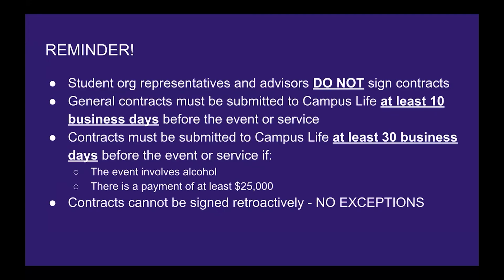Again, I'd like to emphasize that student org representatives and advisors do not, under any circumstances, sign contracts. General contracts must be submitted to Campus Life at least 10 business days before the event or service, and at least 30 business days before the event or service if it involves alcohol or the contract is over 25K. Contracts cannot and will not be signed retroactively, no matter your excuse. So please ensure you're following the outlined process and asking questions when you have them.